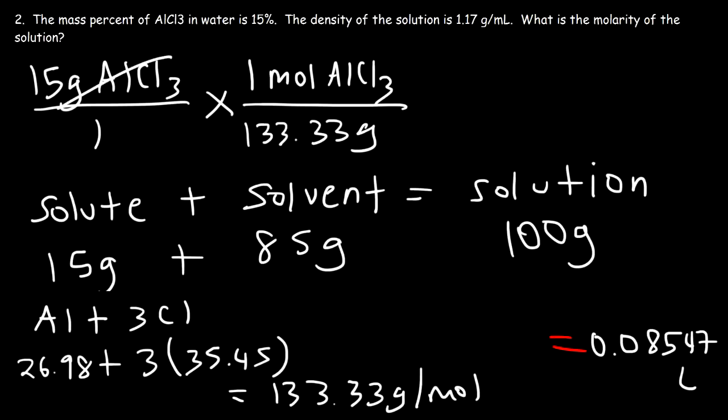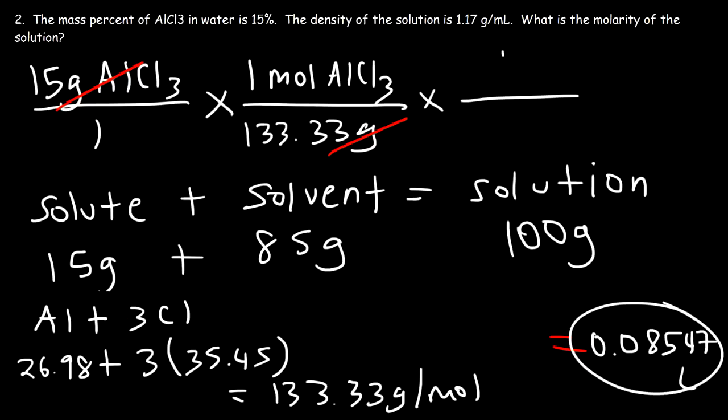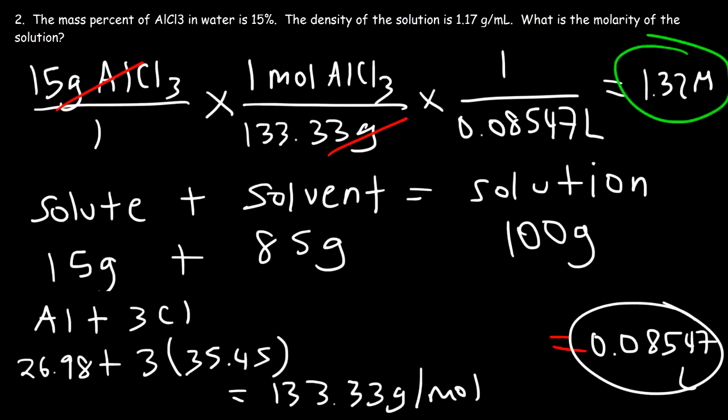So this will give us the moles of AlCl3. Now the last thing we need to do is divide the moles by the liters, and this should give us the molarity of the solution. So it's 15 divided by 133.33, and then take that result and divide by 0.08547. And so the molarity of the solution is about 1.32. And so that's it for this problem. That's how you can calculate the molarity of the solution given the mass percent and the density of the solution.